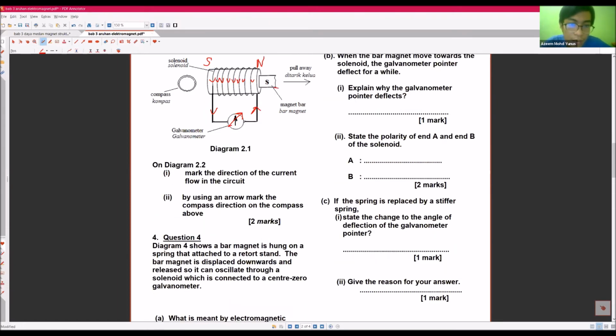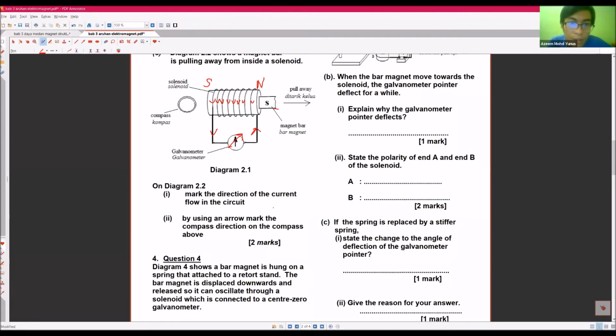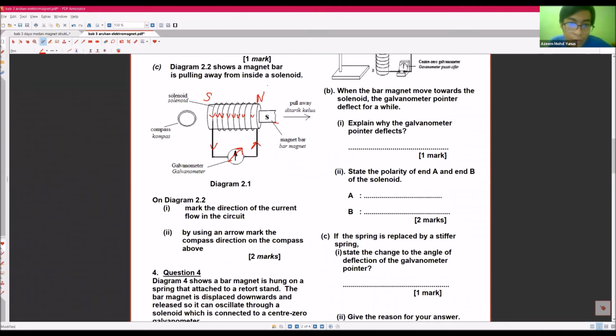By using an arrow, mark the compass direction on the compass above. Okay. So the magnetic field goes from north to south. This is this way, towards the south.